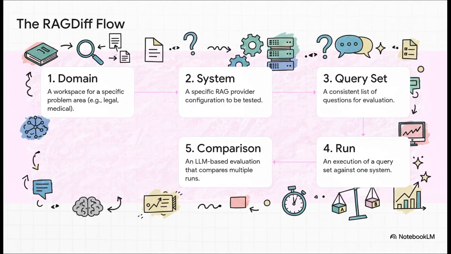Okay, so here's how it's all put together. The whole architecture is really clever. It starts with a domain. Think of this as your project workspace, like medical research or legal docs. Inside that, you define your different systems. These are the actual RAG configurations you want to test. Then, you have a query set, which is just a consistent list of questions you'll hit both systems with. When you run that test, it's called a run. And the final piece of the puzzle is the comparison, where you use an LLM as a totally impartial judge to score the results from your different runs. It's a really clean, logical process from start to finish.